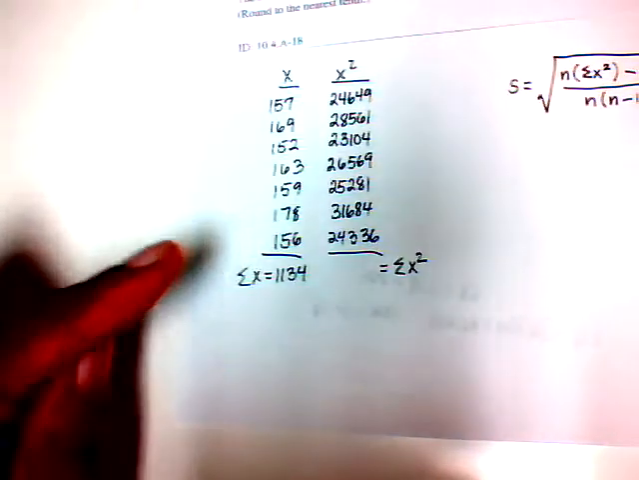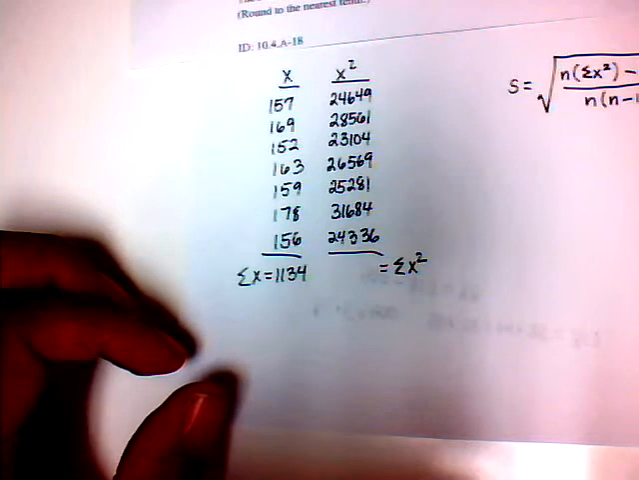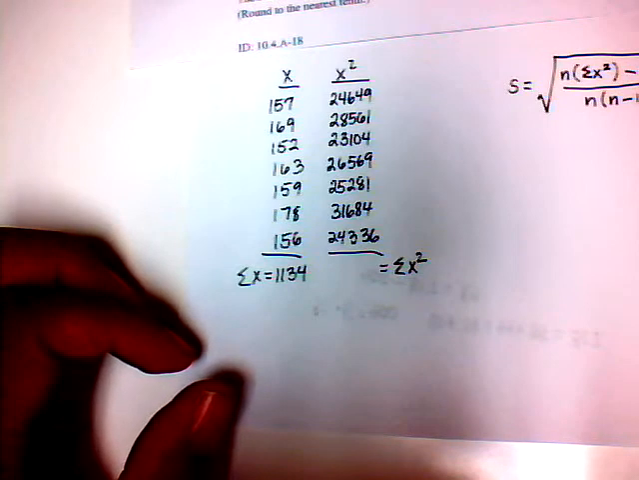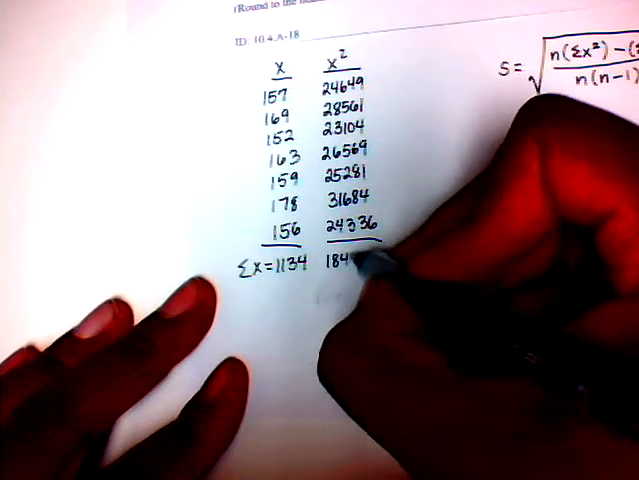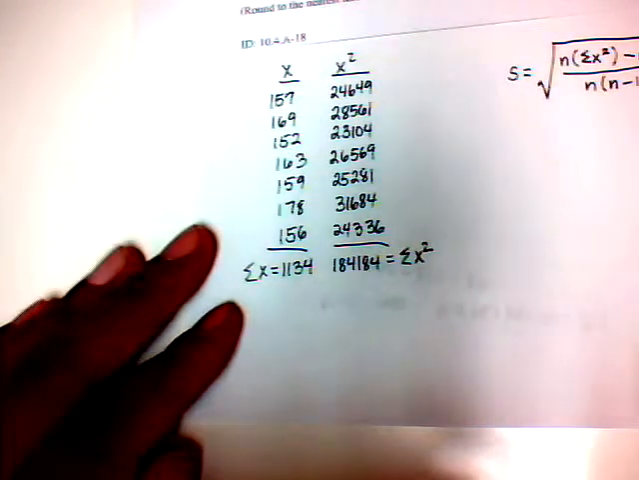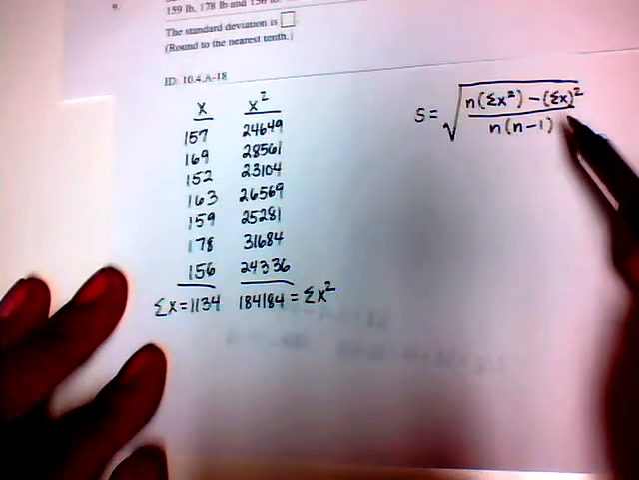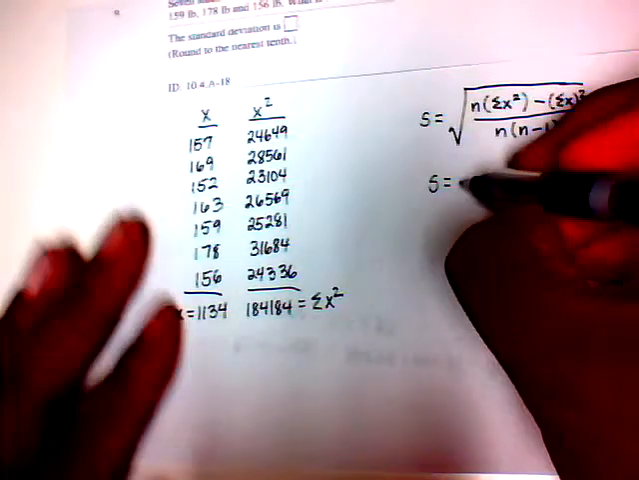Now, if I take the sum of those x squares, I'm going to get 184,184. So now this is the formula that I'm going to use with these values here. This is what s is equal to.